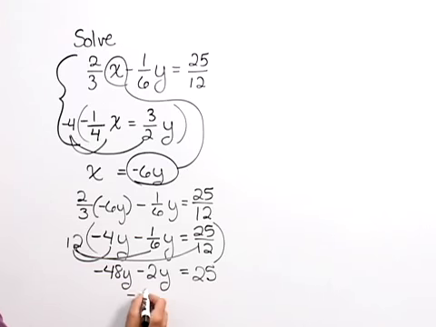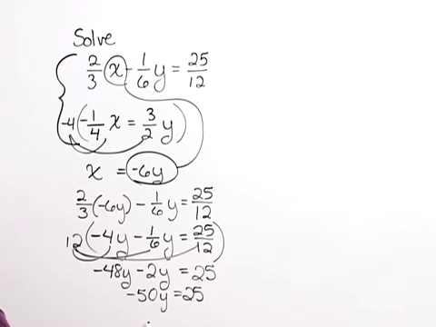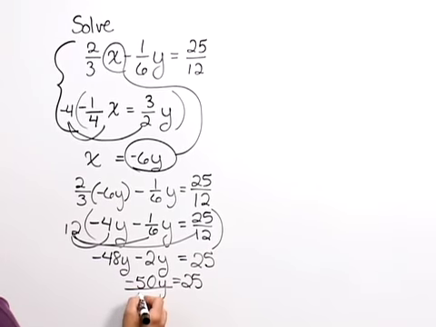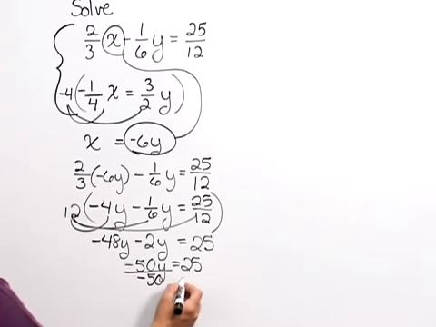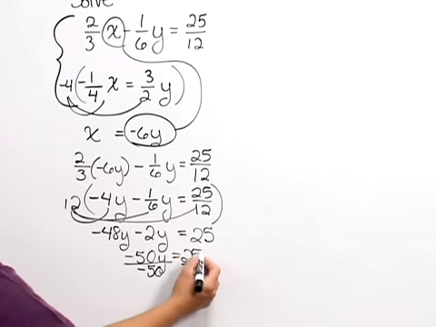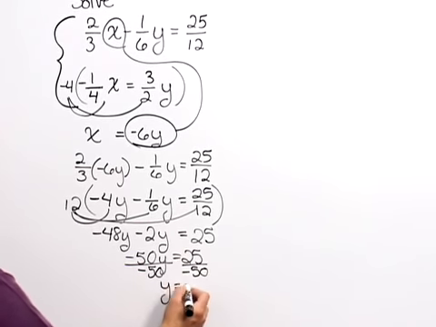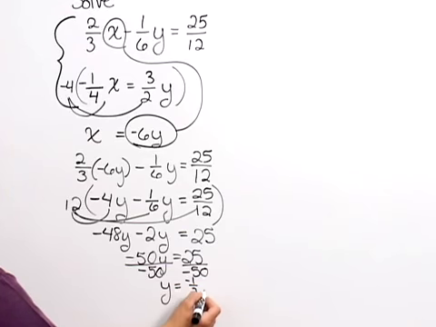Combining our like terms, we get -50y equals 25. And then finally, to isolate our y, we'll divide by -50. And if we reduce this, we find out y is -1/2.